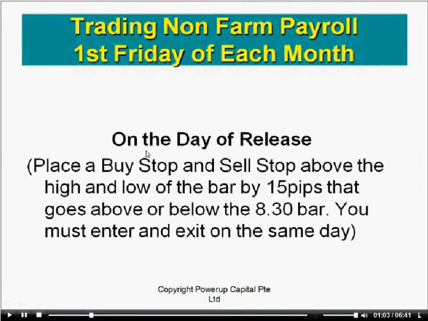Let's look at the first trading strategy, which is on the day of the release. What we need to do is place a buy stop and a sell stop above the high and the low of the bar by 15 pips that goes above or below the 8:30 bar. And you must enter and exit on the same day.